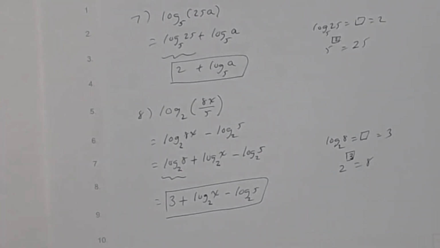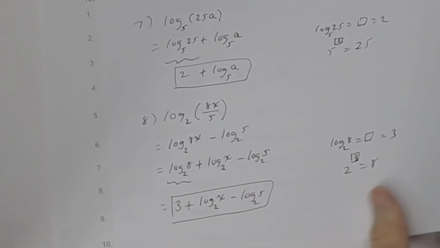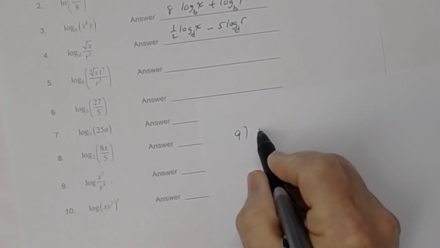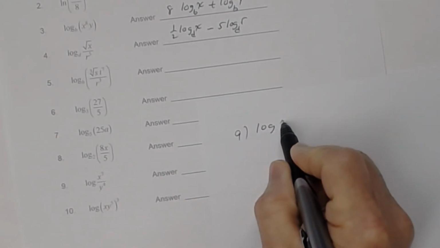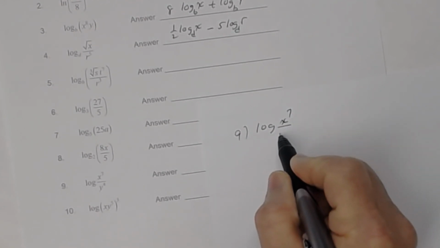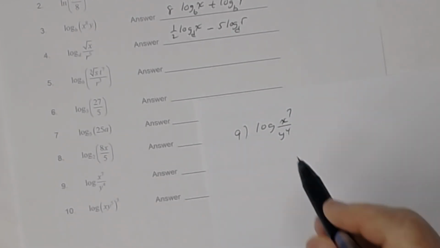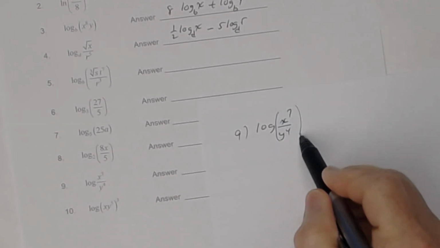Okay, let's look at number 9. So number 9, we have this problem. Number 9 is the log of x to the 7th divided by y to the 4th. All right, so that was not a difficult one, right? Let me go ahead and put that in parentheses.